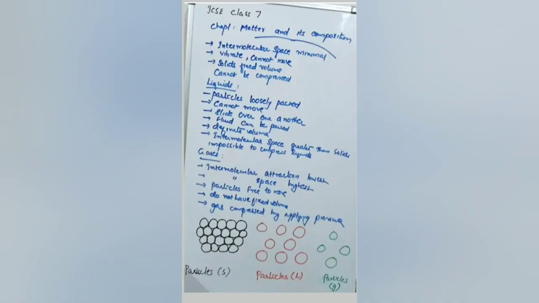Considering the liquid state, a liquid has a fixed mass and volume, but does not have a definite shape. It will be flowing. Considering the intermolecular space, it is found to be minimal. Particles vibrate and cannot move. Solids have a fixed volume and cannot be compressed.